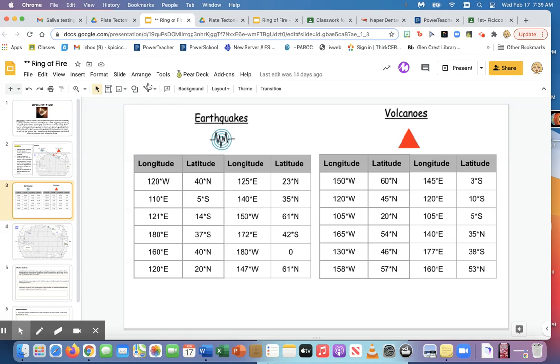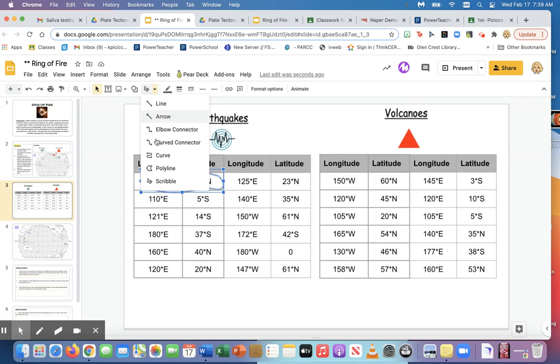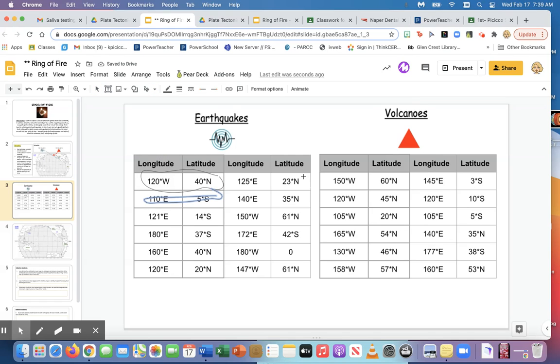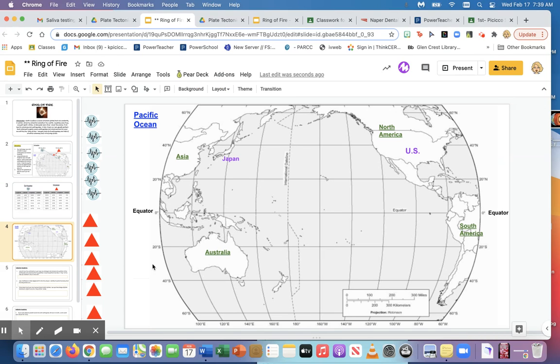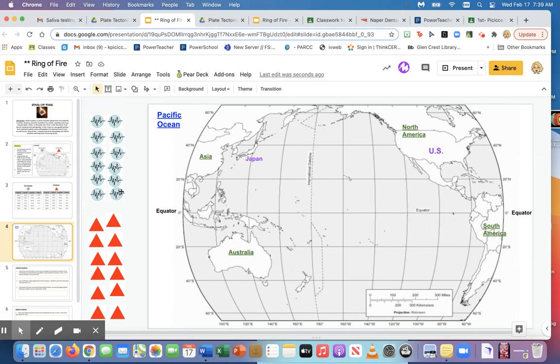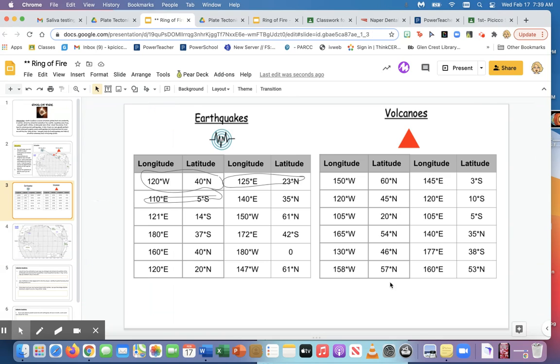If you look at this, let me circle this part here. This is one set of what we call coordinates, the latitude and longitude of where an earthquake occurred. It happened at 120 degrees west, 40 degrees north. So what I have to do is at this spot right here, so each one of these, right? Let me circle some more here. Each one of these, right? Oh, that was a bad circle, but that's okay. Each one of these is a separate earthquake, okay? So there's 1, 2, 3, 4, 5, 6, 7, 8, 9, 10, 11, 12 earthquakes to plot. And if you look over at your chart, that's how many earthquake symbols there are. And then they'll be the same for volcanoes, okay?